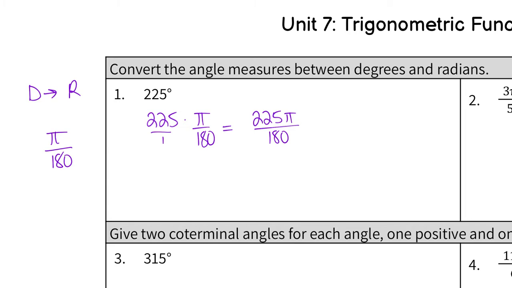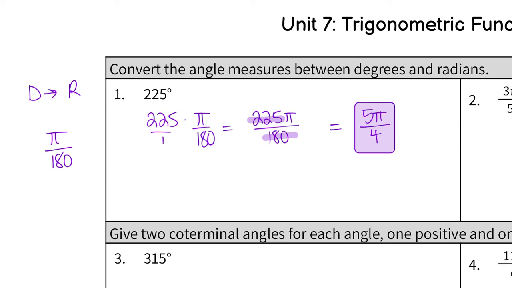So the shortcut is you can type this into the calculator, just omit the pi, do not type in pi. But if you type in 225 over 180, the calculator will automatically simplify it for you, which it ends up being 5 over 4. And then you just got to add your pi symbol back in. So our final answer here would be 5 pi over 4.